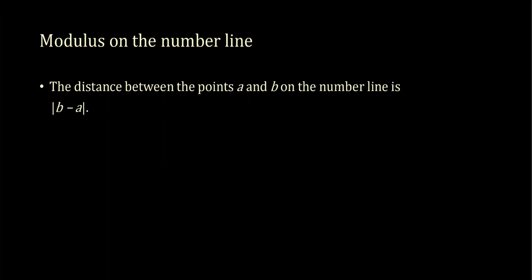Next topic is modulus on the number line. The distance between the 2 points A and B on the number line is modulus of B minus A. Let us take a straight line, a number line, and on that number line I have two numbers. Let us take this as 2, denoted by A, and this is 7, the value of B.